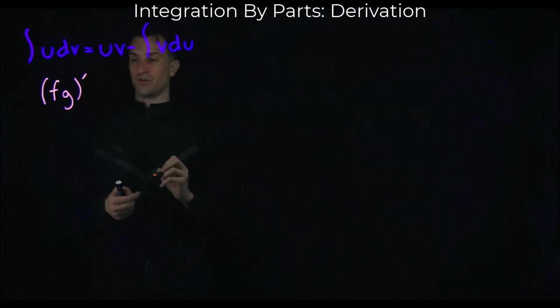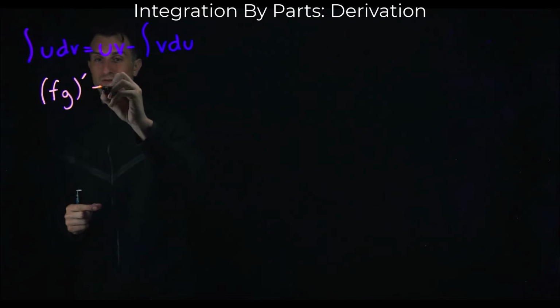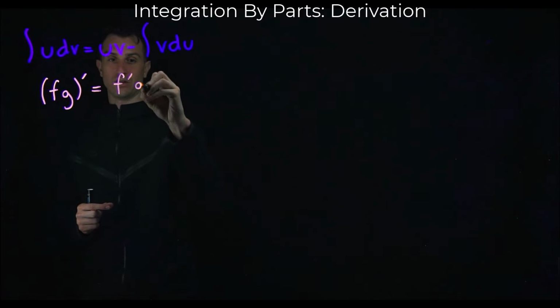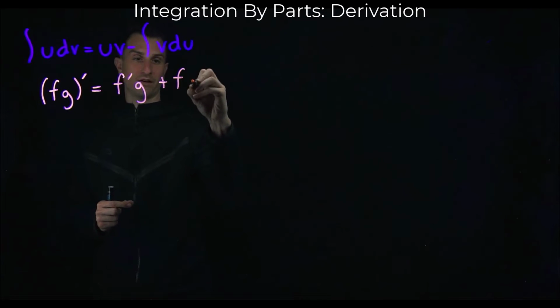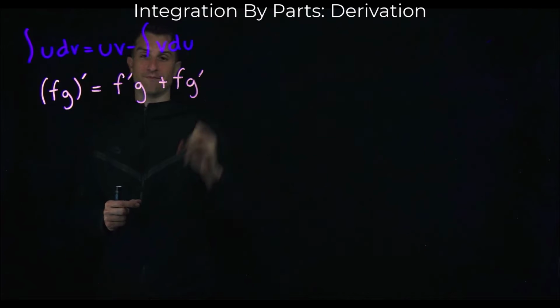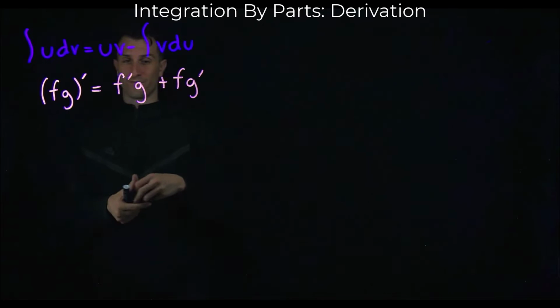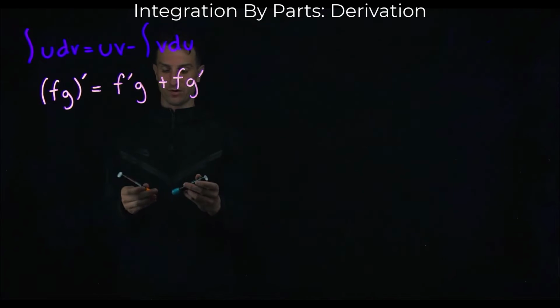We have fg, and we're going to take the derivative of f times g. This is going to be equal to f prime g, plus we'll keep f and take the derivative of g. So this is just the product rule. Both of these are functions of x. I'm just shorthanding it for right now, but in a second I will write that out.